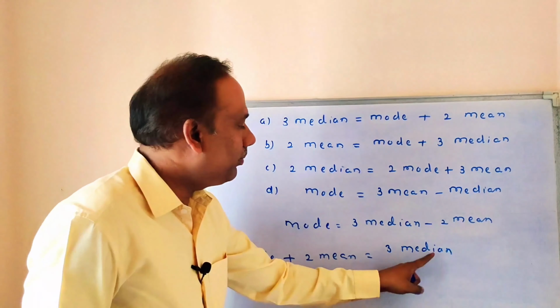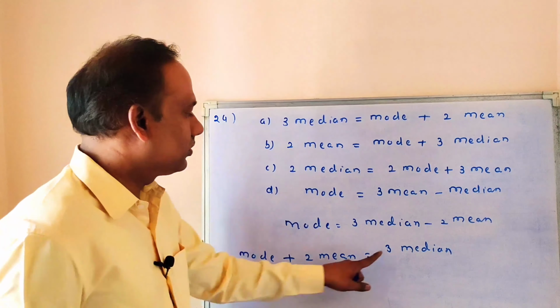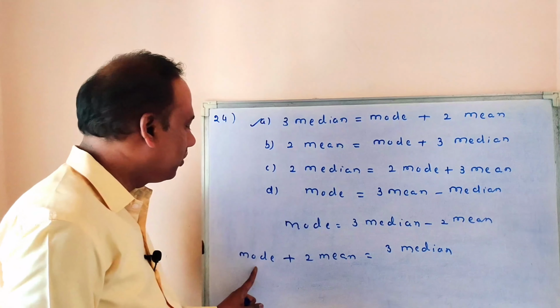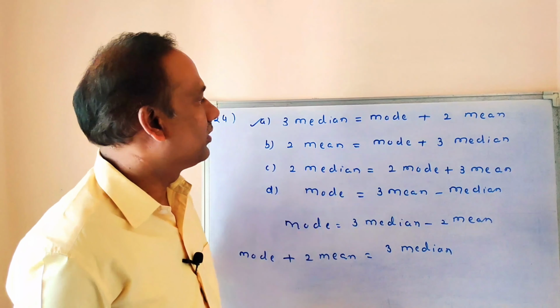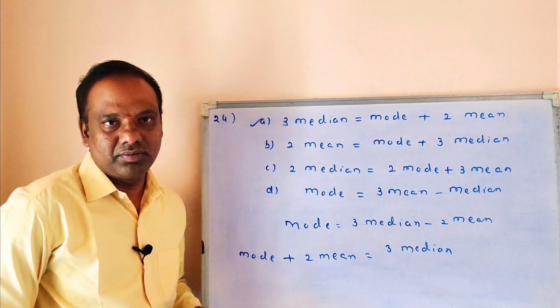So 3 median is equal to mode plus 2 mean. So 3 median is equal to mode plus 2 mean. So option A is correct answer.